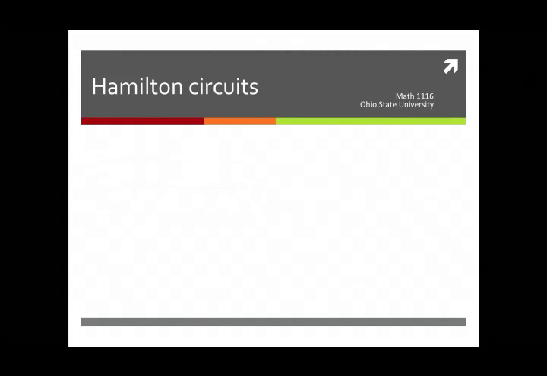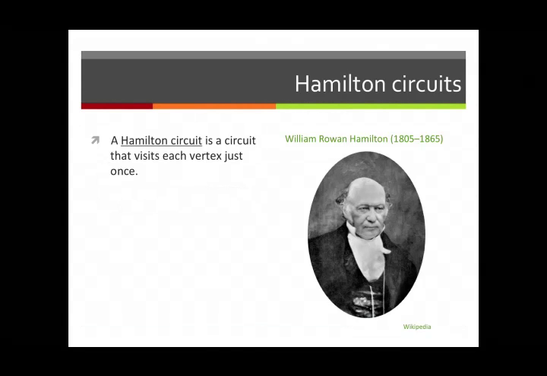We've already learned about Euler circuits, and now we're going to learn about something called Hamilton circuits. As you know, an Euler circuit is a circuit in a graph which uses each edge exactly once. A Hamilton circuit is a circuit that visits each vertex just once. So you've got to remember, for Euler circuit it has to do with edges. With Hamilton circuit it has to do with vertices.